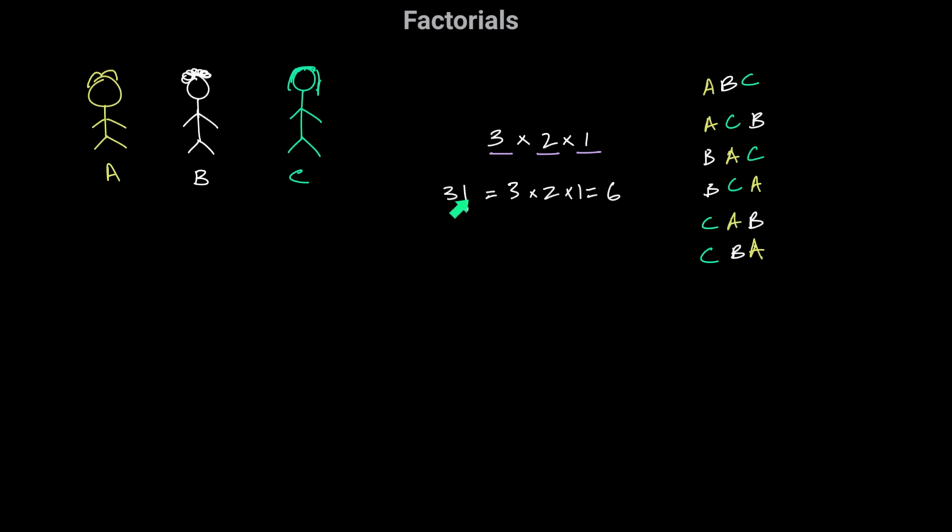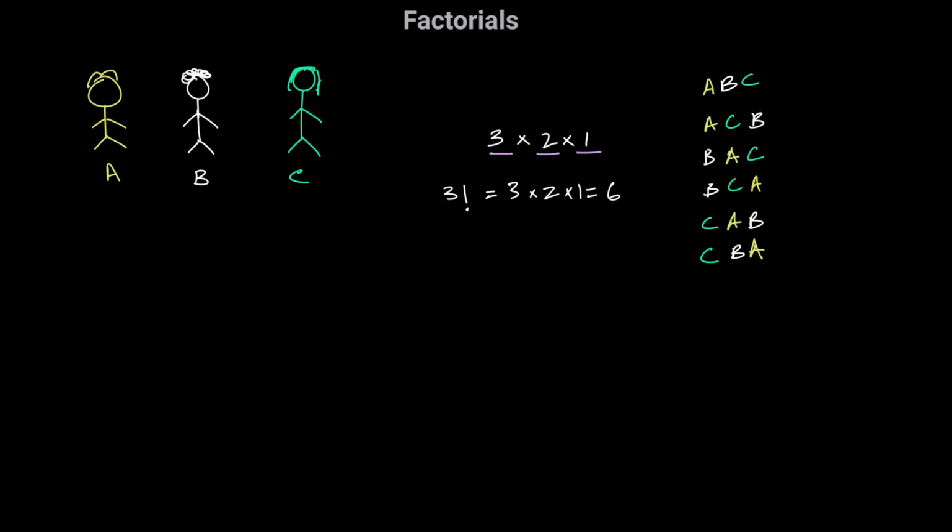And what this means is we're simply going to take the product of all the integers less than or equal to 3. So 3 factorial means we're going to take the product of all the integers from 3 down to 1. So 3 times 2 times 1. So there are 6 different ways of arranging 3 different individuals, or there are 3 factorial ways in which we can arrange 3 different things.